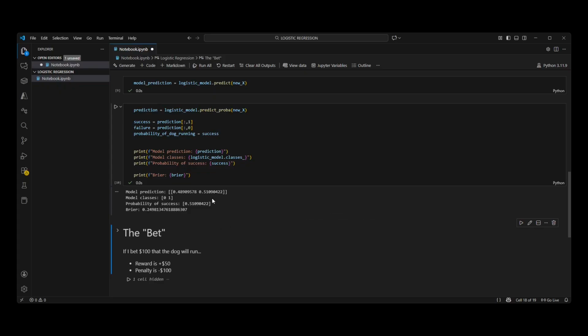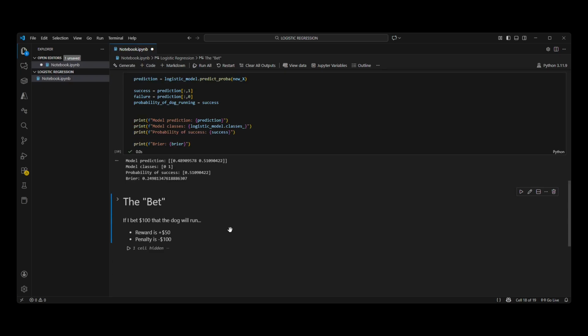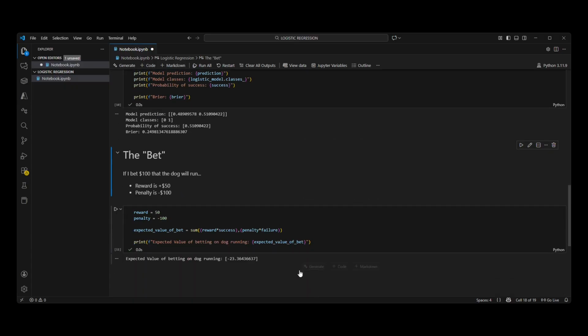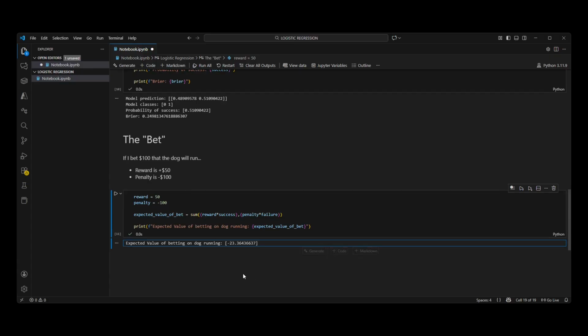Now let's take these weights because they are usable. This model is a good model, and let's apply it to the bet. If I bet $100 that the dog will run, the reward is I'll gain $50, but if the dog does not run, I would lose my $100. Is that a good bet? And we apply our weights and make the calculation, and we see that the expected value of that decision is -23. So no, it is not a good bet. It is not worth taking that risk.